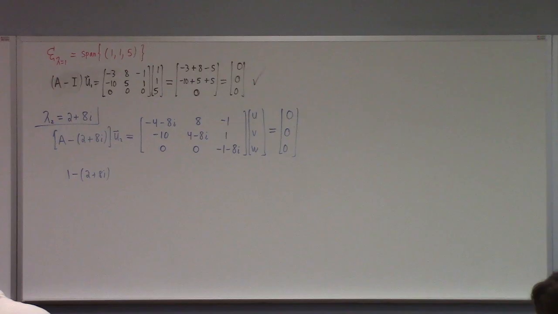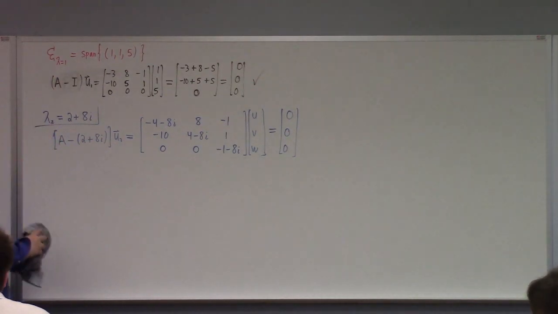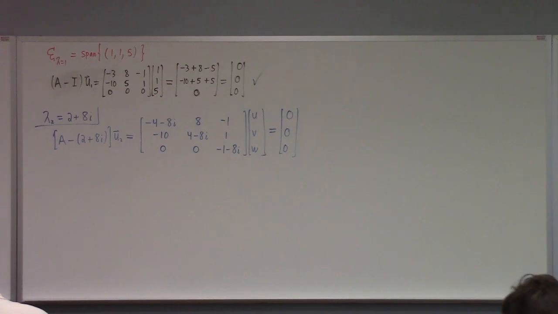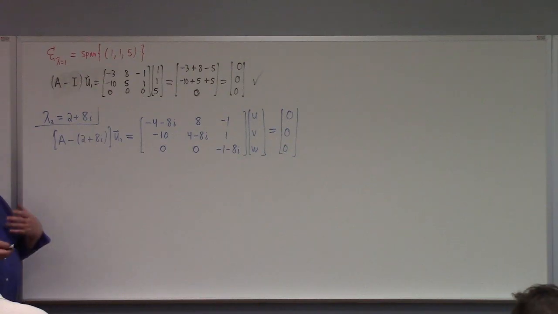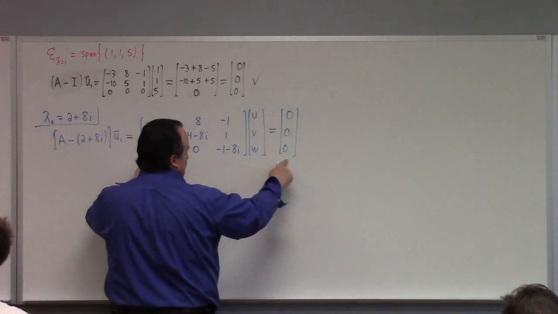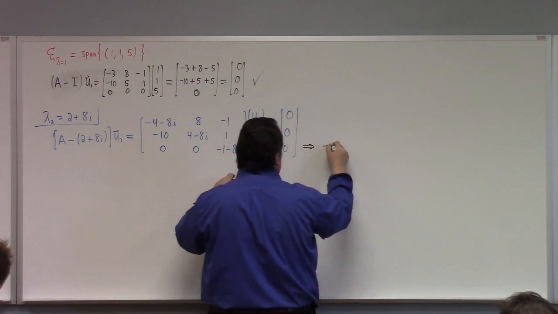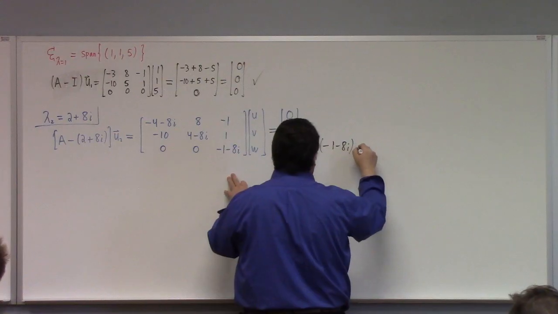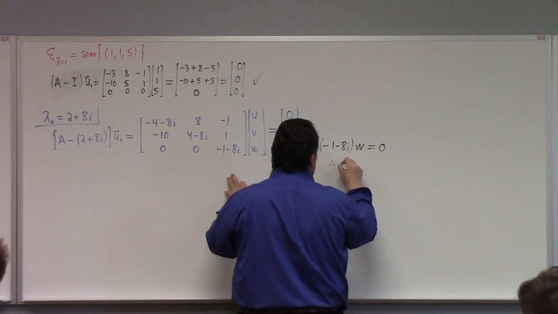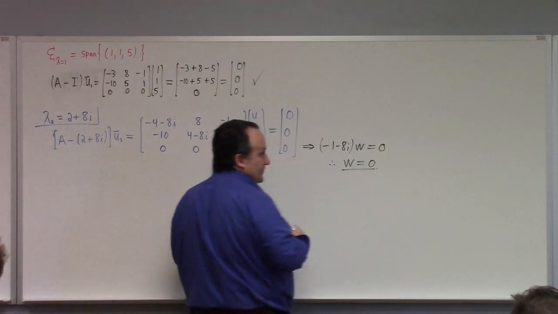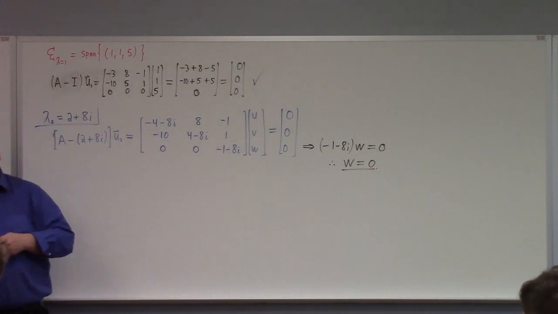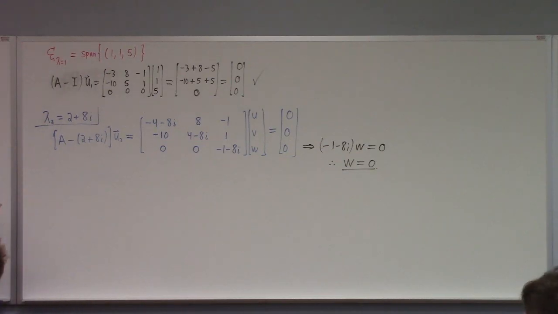First of all, we can treat this as a 3-by-3 problem, but I don't think that's really necessary, is it? Because if we look at this last row, we can immediately read from that minus 1 minus 8i times w is equal to 0. So therefore w is equal to 0. If you can see some kind of low-hanging fruit like that with a 3-by-3 problem, use it. Now we have a 2-by-2 problem.